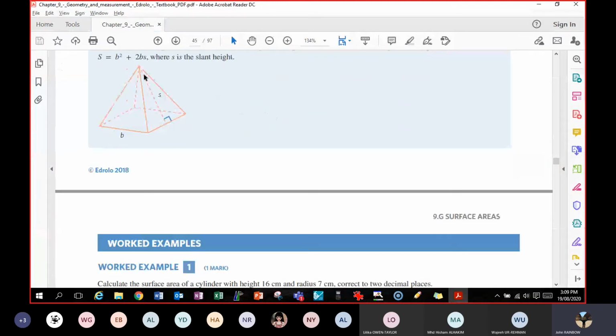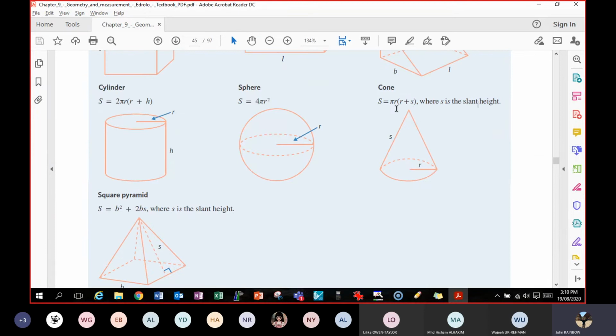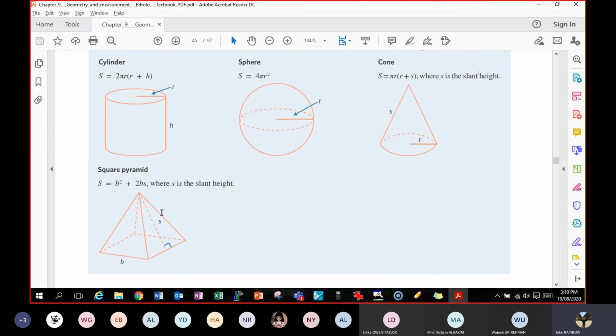Hopefully that makes a bit of sense. Just clarifying what that S represents. Similarly with your cone, it doesn't matter with the cone here, because if you take the slanted height anywhere around the cone, it's going to be exactly the same length as long as it goes to the outside, right? So that is the slanted height there.